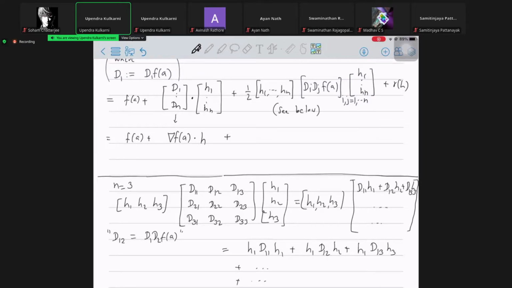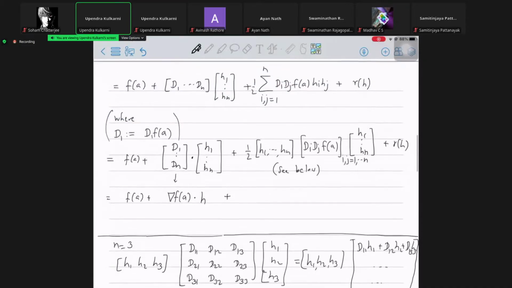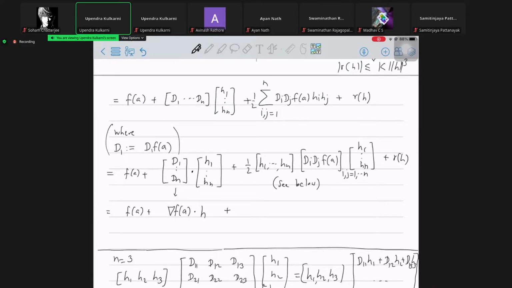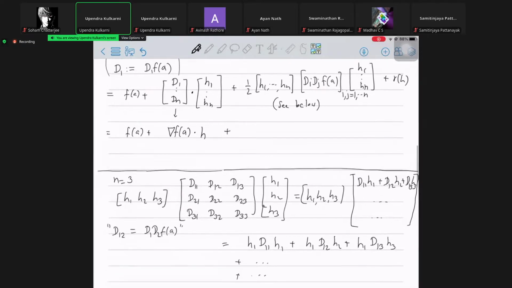Every partial derivative, whether mixed or not, dij of f of a, will get multiplied by hi on the left and hj on the right. The left and right don't really matter; these are all scalars. So I'm getting exactly the same expression that was written in the sum. I hope this is clear. There is really nothing going on, just keeping track of indices.